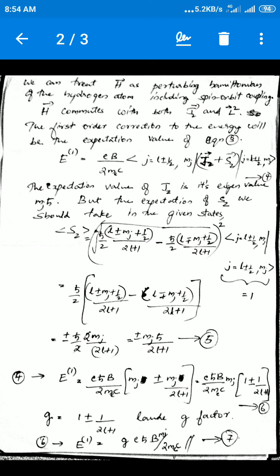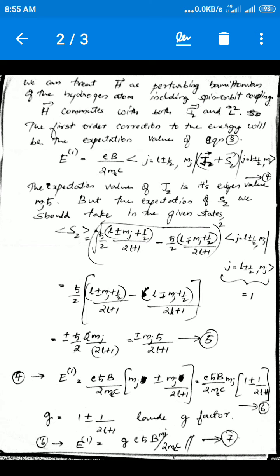So we take the inner product of the state |j, l plus or minus half, mj> with Jz plus Sz. Now we have to take the first term. eB by 2mec is the constant, and the first term is the expectation value of Jz. You can replace it with its eigenvalue, which is mj h cut. We know that. But for Sz, the expectation value we need to find out.